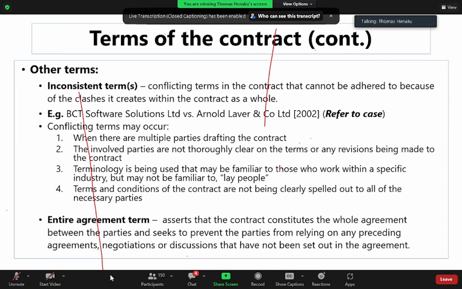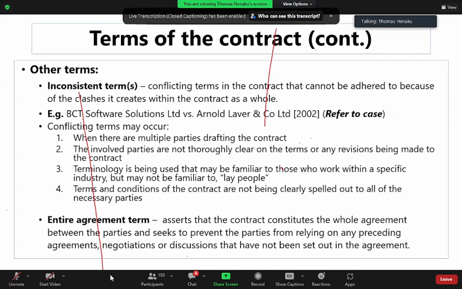Additionally, conflicting terms in a contract may actually exist if there are certain terms or definitions that are inconsistent throughout the contract. So you may have situations in which conflicting terms may occur, and some of those conditions are what I have actually listed here.